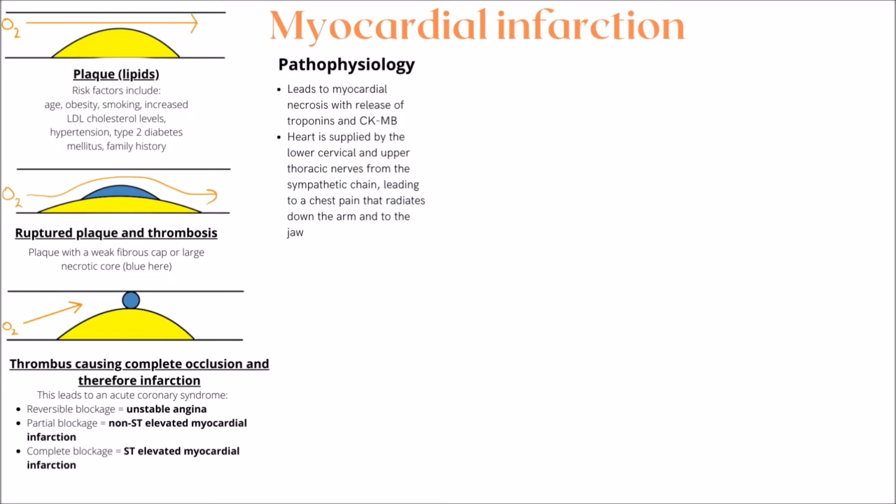The lactic acid causes chest pain that radiates down the arm and to the jaw. As the heart is not receiving adequate oxygen supply, there is sympathetic overload leading to nausea, vomiting, fatigue, and hyperhidrosis. The heart is supplied by lower cervical and upper thoracic nerves from the sympathetic chain. This explains the radiation down the arm and to the jaw.